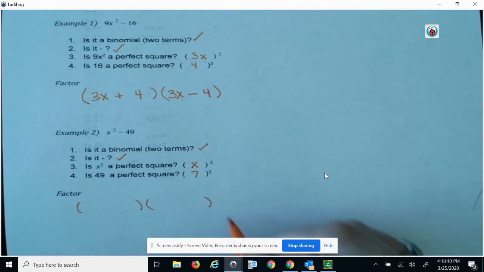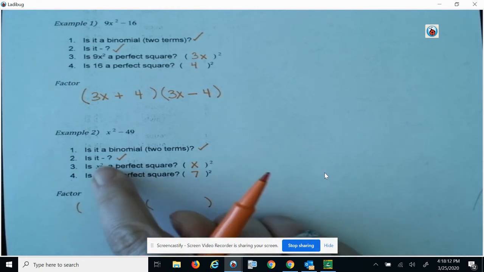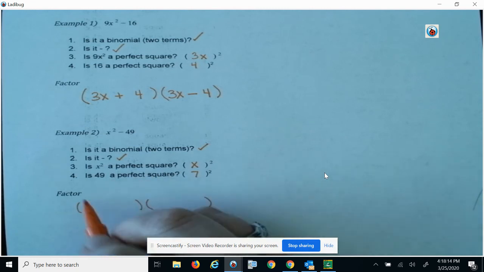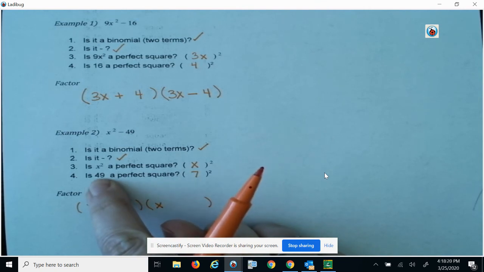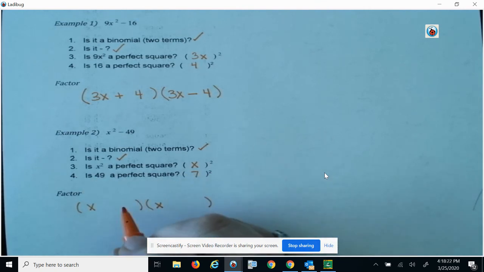I'll make 2 sets of parentheses. The square root of my first term is x, so it goes in both parentheses. The square root of my constant is 7, so it goes in both of my parentheses. Then I put 1 plus and 1 minus, and there's my factors.